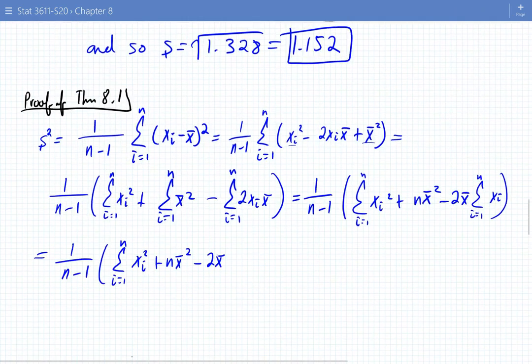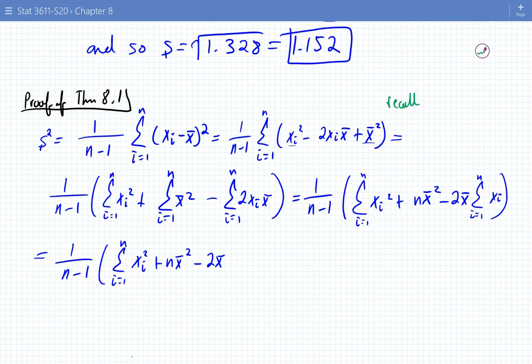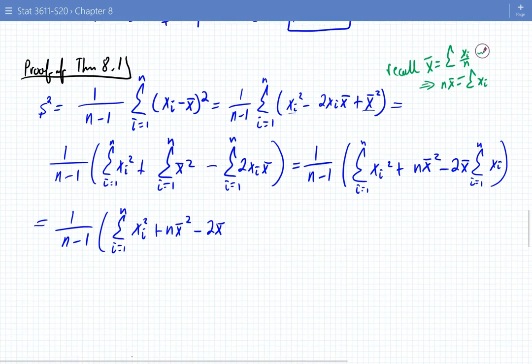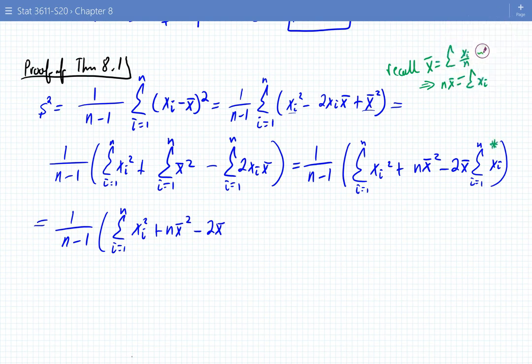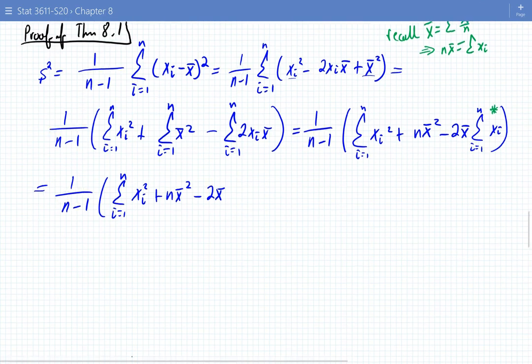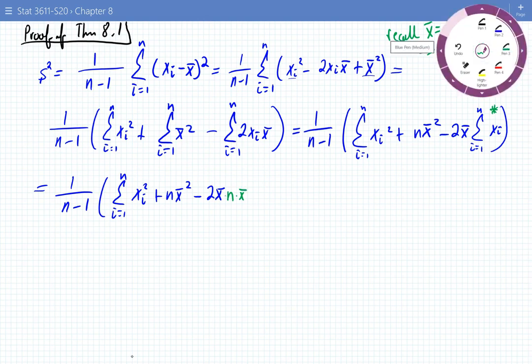Well, recall that x bar, remember x bar is the sample mean, x bar is just the sum of our observations divided by n. And so that would mean then that n times x bar is just the sum of the observations. And so this right here is just this right here. This is just n times x bar. So 2x bar times n times x bar.